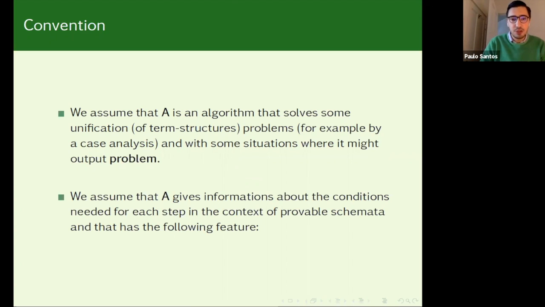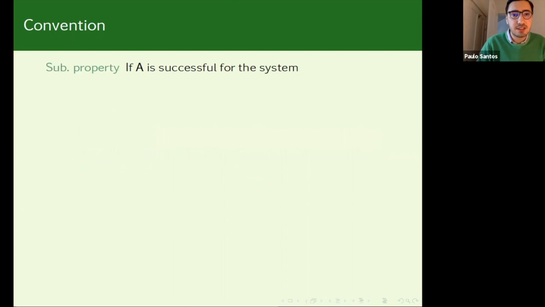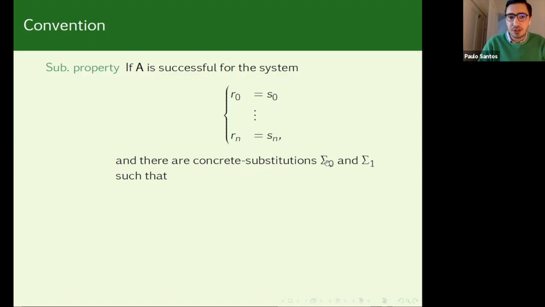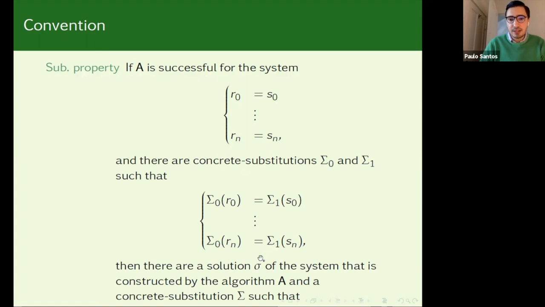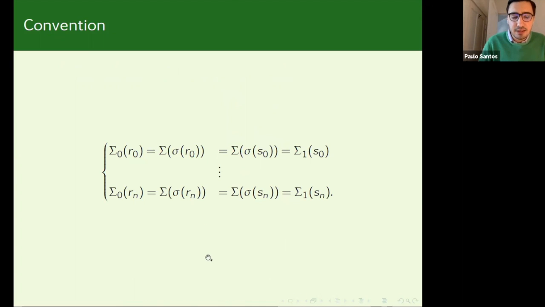And more importantly, we assume the following feature that we call the subproperty. If A is a successful algorithm for this system, and by successful, I simply mean that it halts and does not output problem, and there are concrete substitutions to the left and to the right such that one achieves equality, then one can guarantee a solution given by the algorithm and a concrete substitution, such that this occurs. So the left part was given, also the right part, and the idea is that one can factor inside the concrete substitution this general substitution sigma, the one given by the algorithm.